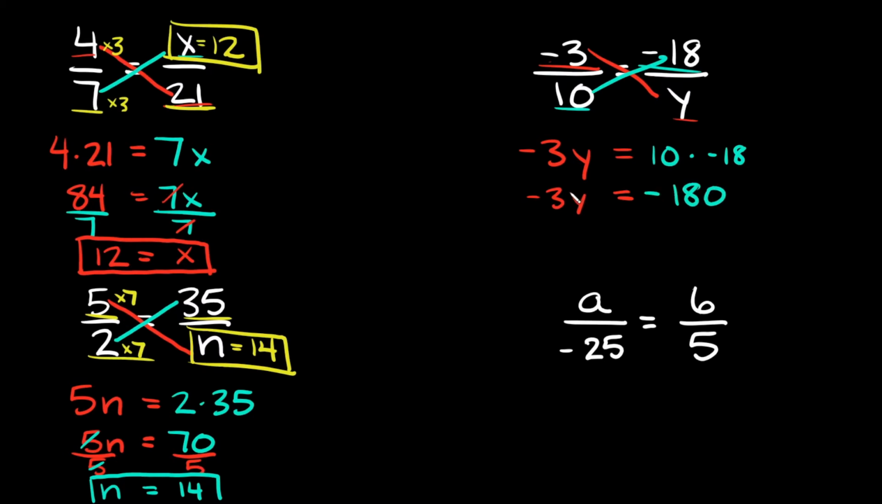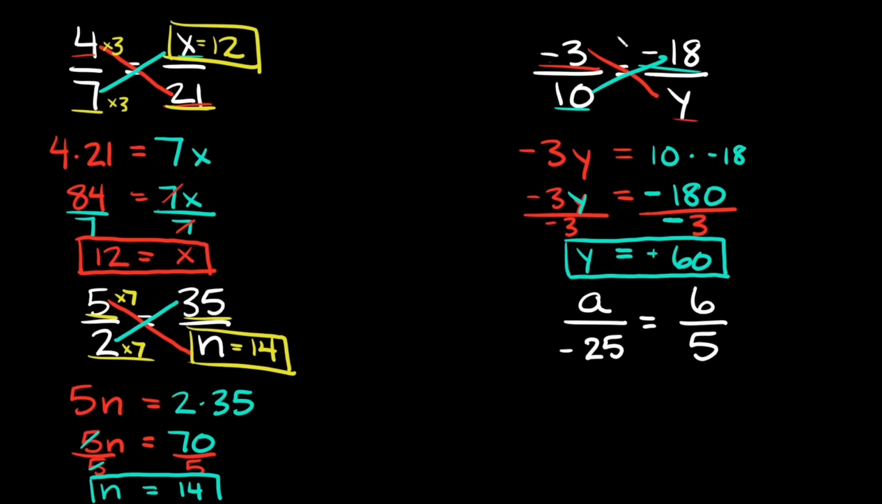Okay, so now in order to isolate y right here, I need to divide by negative 3, okay? And if I divide by negative 3 on this side, I got to do the same thing on this side. So on this side, the negative 3's cancel each other out, so I'm just going to be left with y is equal to, so 180 divided by 3 is 60, okay? And then a negative divided by a negative is a positive, right? So then here, y is equal to positive 60.